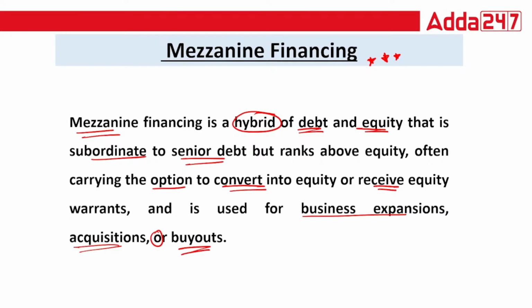I hope now you know the meaning of acquisition, buyouts or business expansion. Business expansion means, like Reliance started Jio, that is business expansion. Acquisition means Jio merged with Hotstar, that is acquisition. Buyouts means when you are purchasing one particular segment of a company. So that is mezzanine financing. Through this, you can take the funds and fund your business for expansion, for acquisition, or for buyouts.